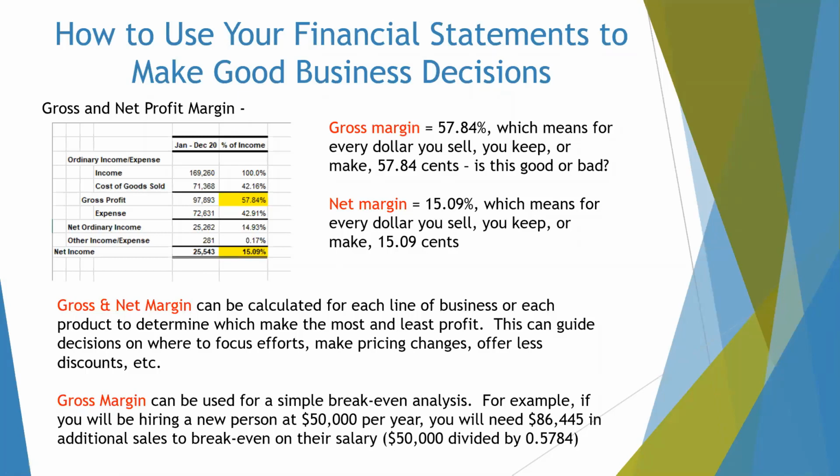Well, a simple break-even analysis says, just divide that expense by your gross margin, and this is a very simplified way, but that will tell you how much in sales that you need to break even on that salary. So if you're going to pay somebody $50,000 a year, and you say, can we hire this person? You're going to need $86,445 in sales to break even on their salary. So you need to decide, is this attainable or not?